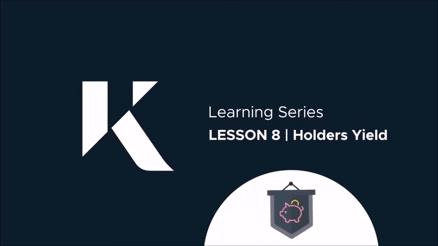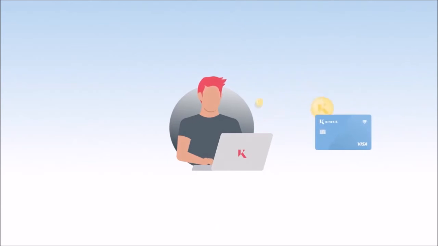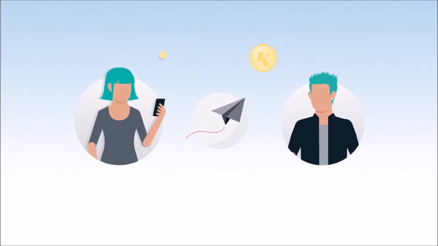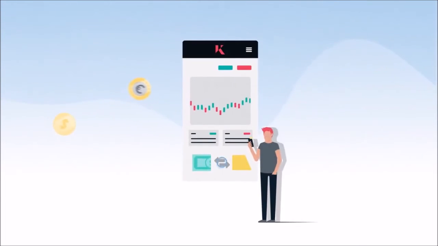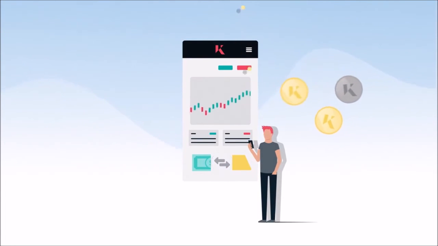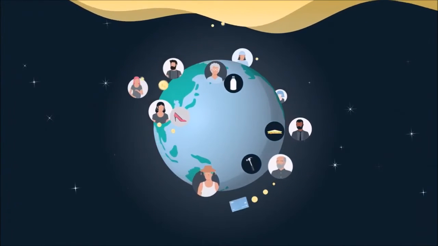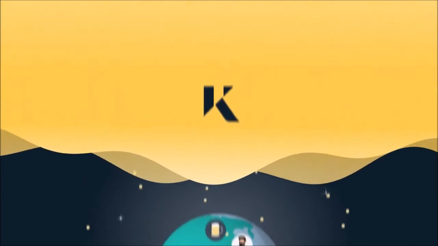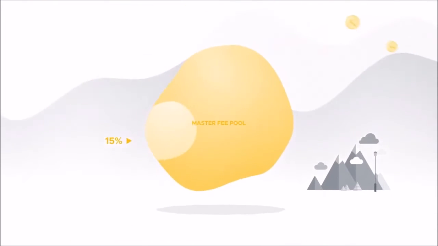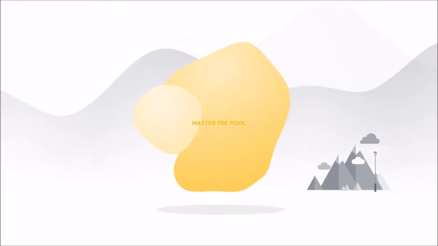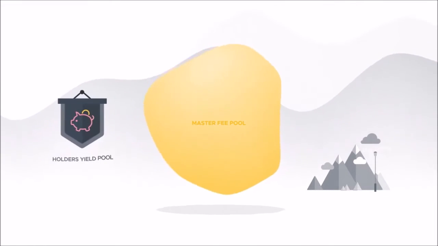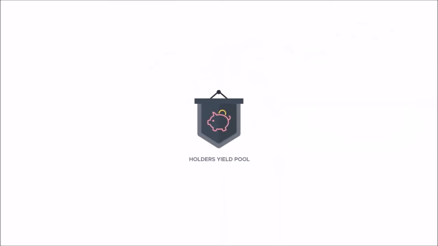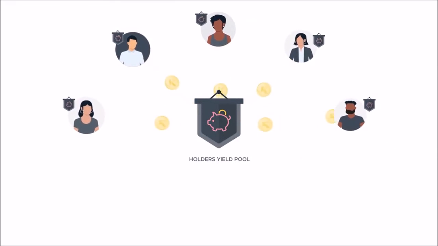Lesson 8. Holder's Yield. Kinesis takes a small percentage fee for loading KAU or KAG onto your debit card, sending to other Kinesis wallets, and an even lower percentage fee on all transactions done via the Kinesis exchange. All of these fees are collected and go into what we call the master fee pool. 15% of all these fees collected go into the holder's yield pool. The holder's yield pool is shared with all people eligible for the holder's yield.